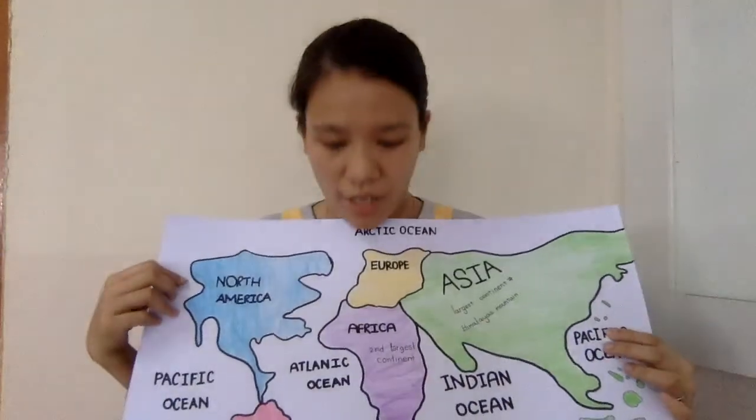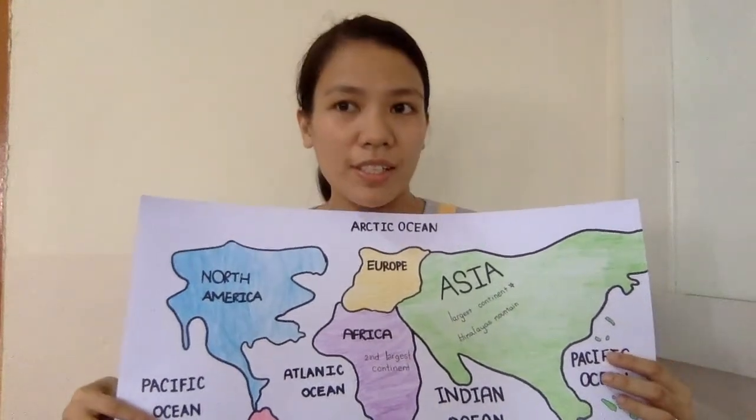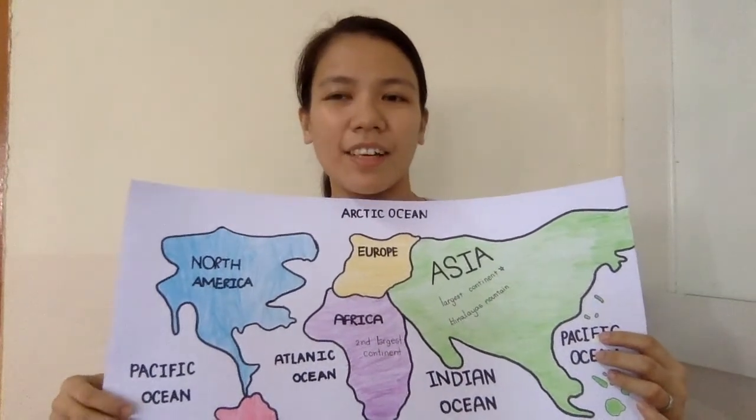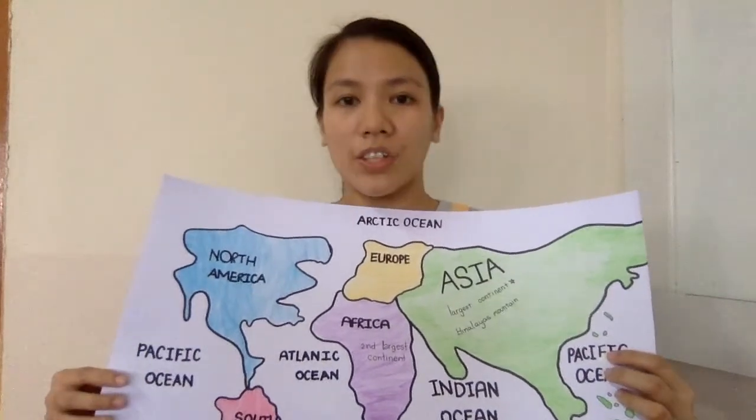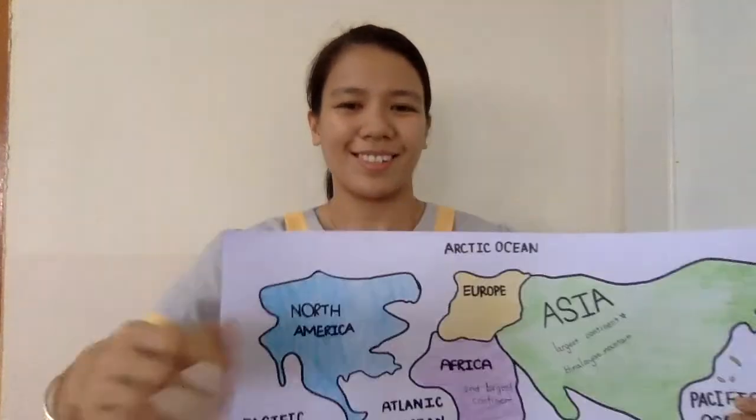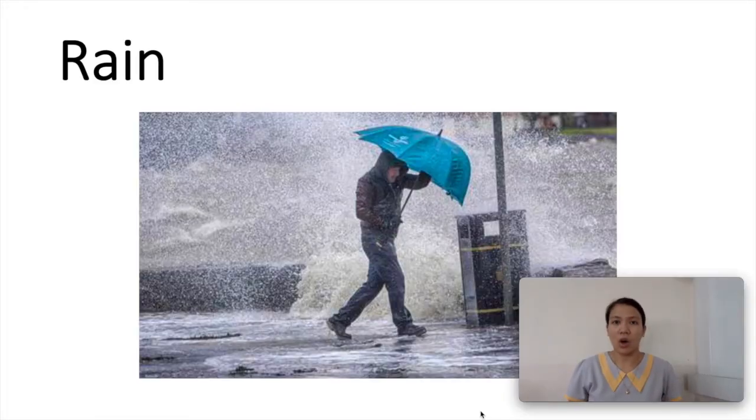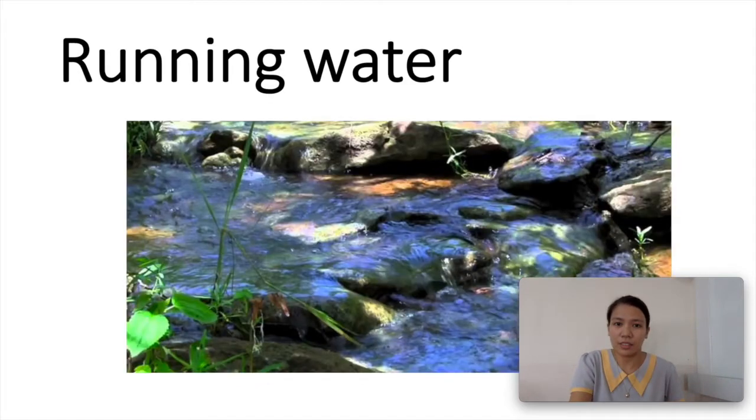And in every continent, there are mountains, plains, rivers, and valleys that you can see on the Earth's surface. For the next question, what can change the Earth's surface and what causes it to change? First is the rain. Rain can slowly erode the soil and the rocks on the Earth's surface, especially if the rain is so heavy. Next is the running water. The running water can slowly erode the Earth's surface and the rocks found on it.